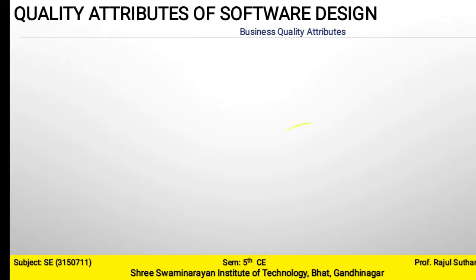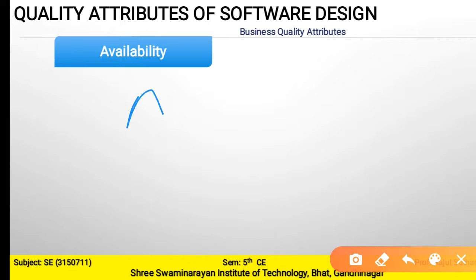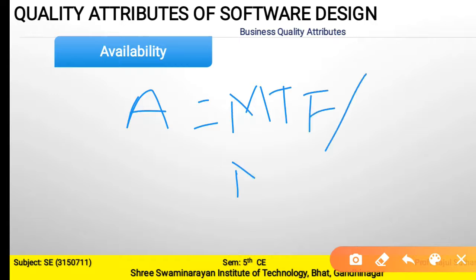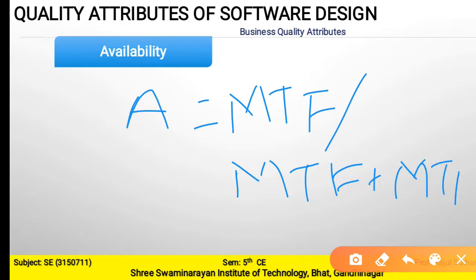A is equal to mean time to failure divided by mean time to failure plus mean time to repair. So this is the definition of availability.